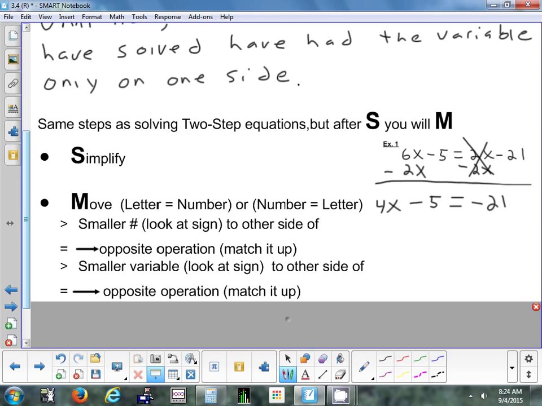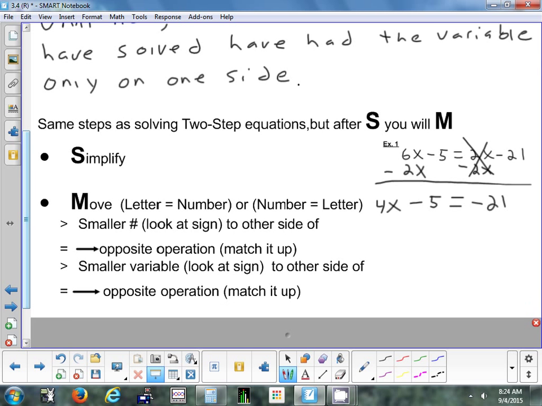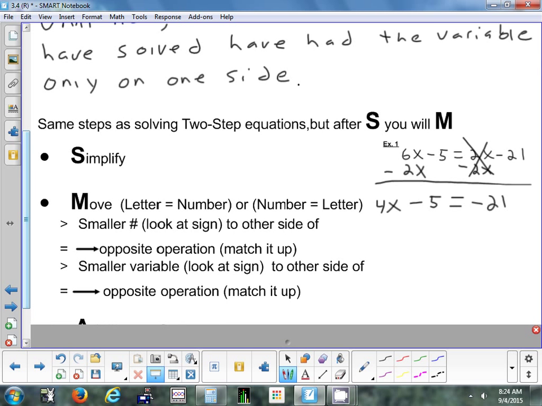Now from here, this is exactly what you guys did in last night's homework. You've got 2 steps left to solve this problem. Notice where all the letters are now. They're just on one side. So after you do this move step, all your letters are going to be on one side, maybe the left, maybe the right. And then that next step, we talked about that yesterday, right?